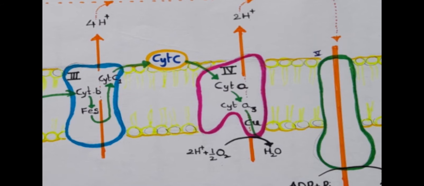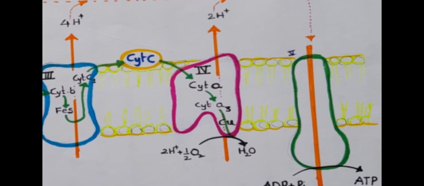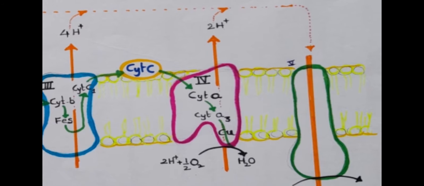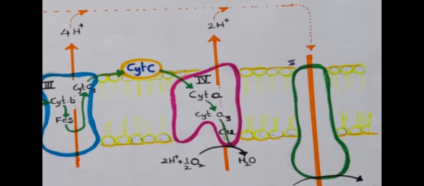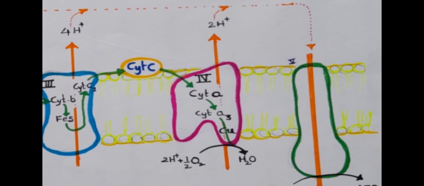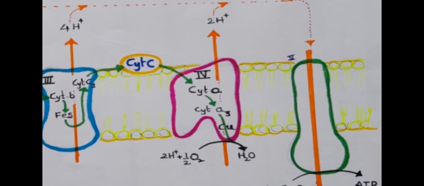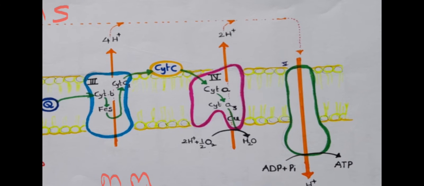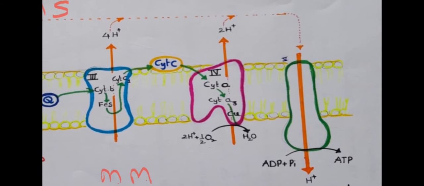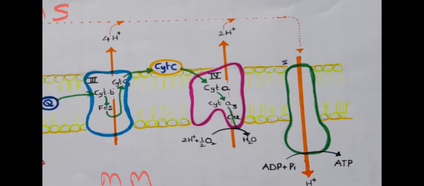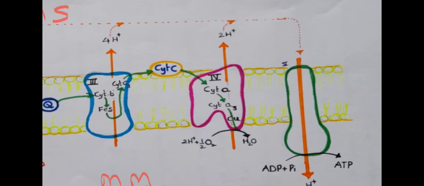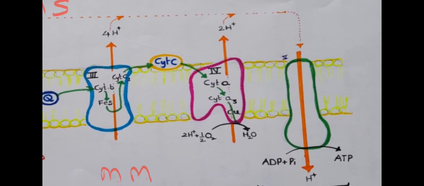Next, the fourth enzyme complex is cytochrome C oxidase. It contains cytochrome A, cytochrome A3, and two copper centers. It transports the electrons from reduced cytochrome C to molecular oxygen. Oxygen is the ultimate electron acceptor. It becomes reactive and combines with protons to form metabolic water.